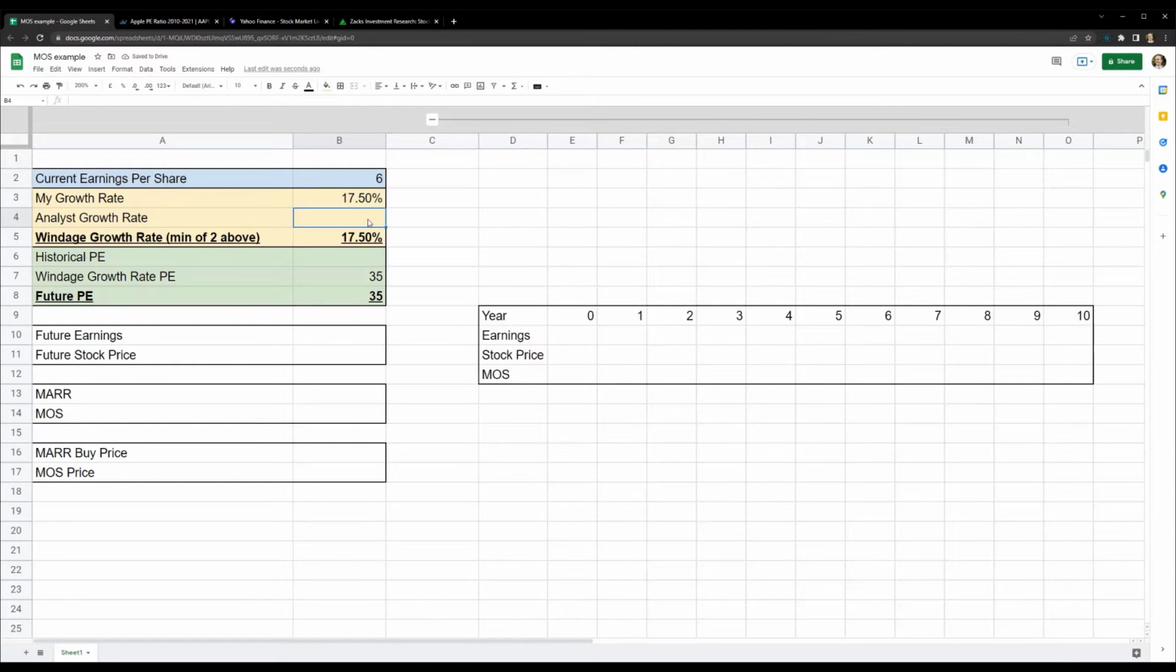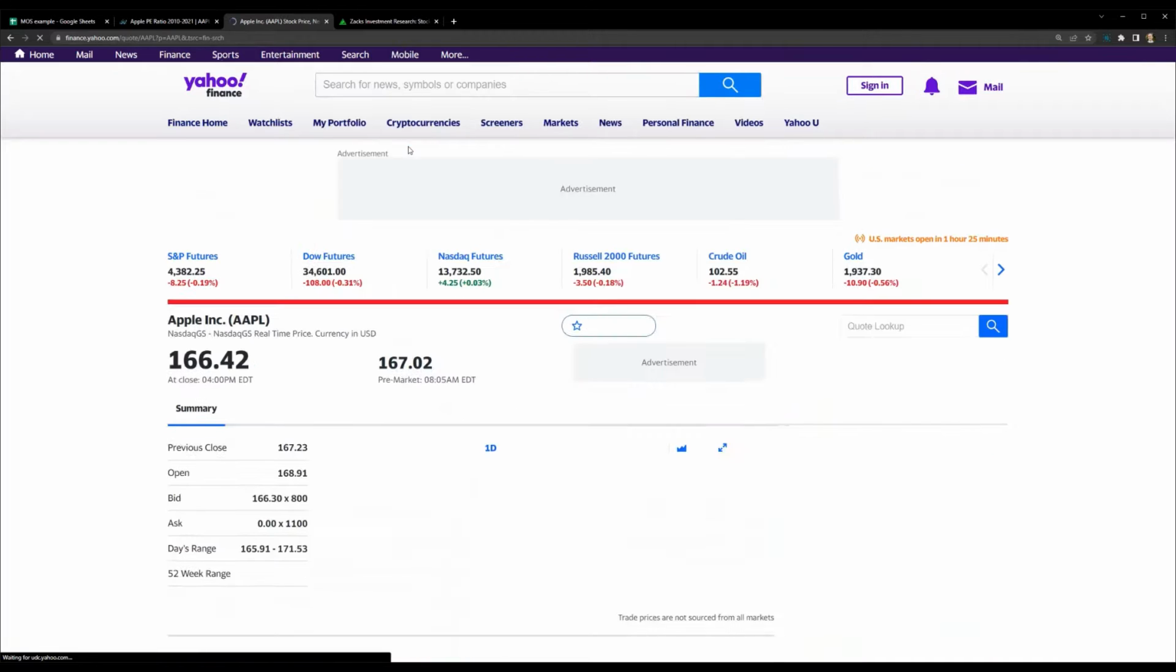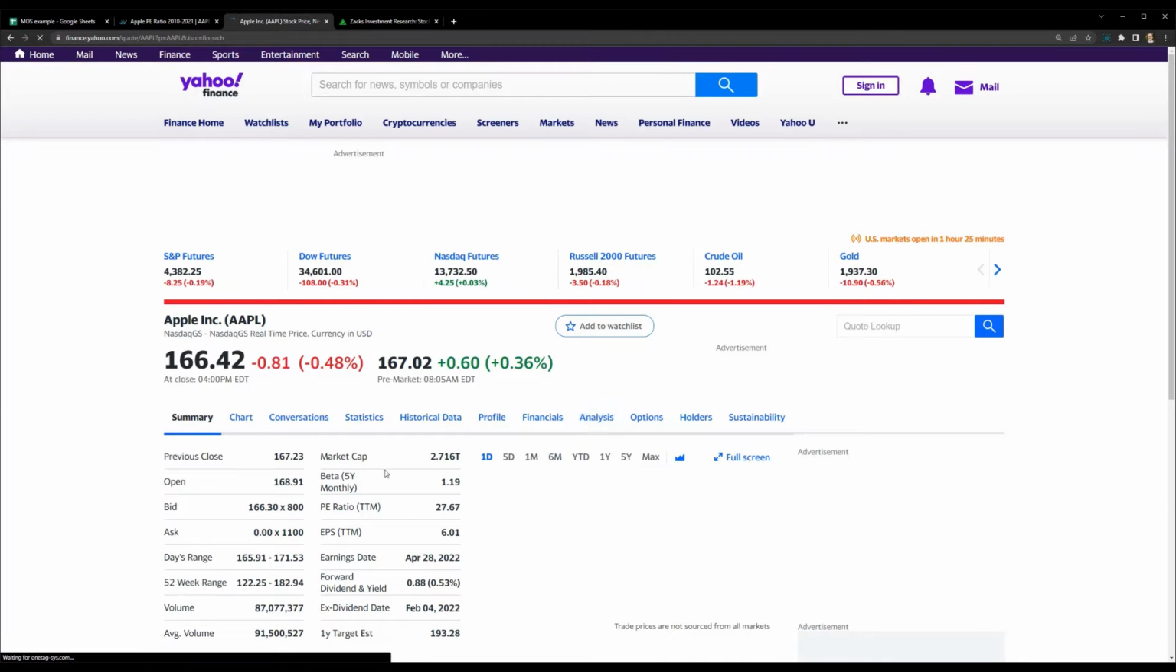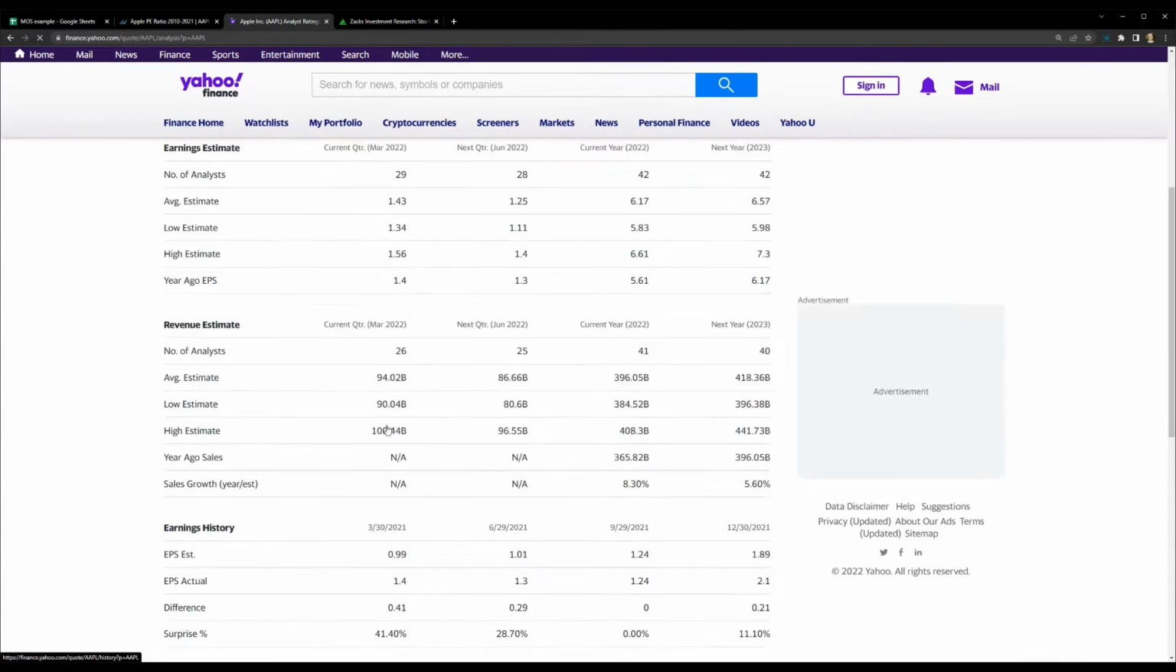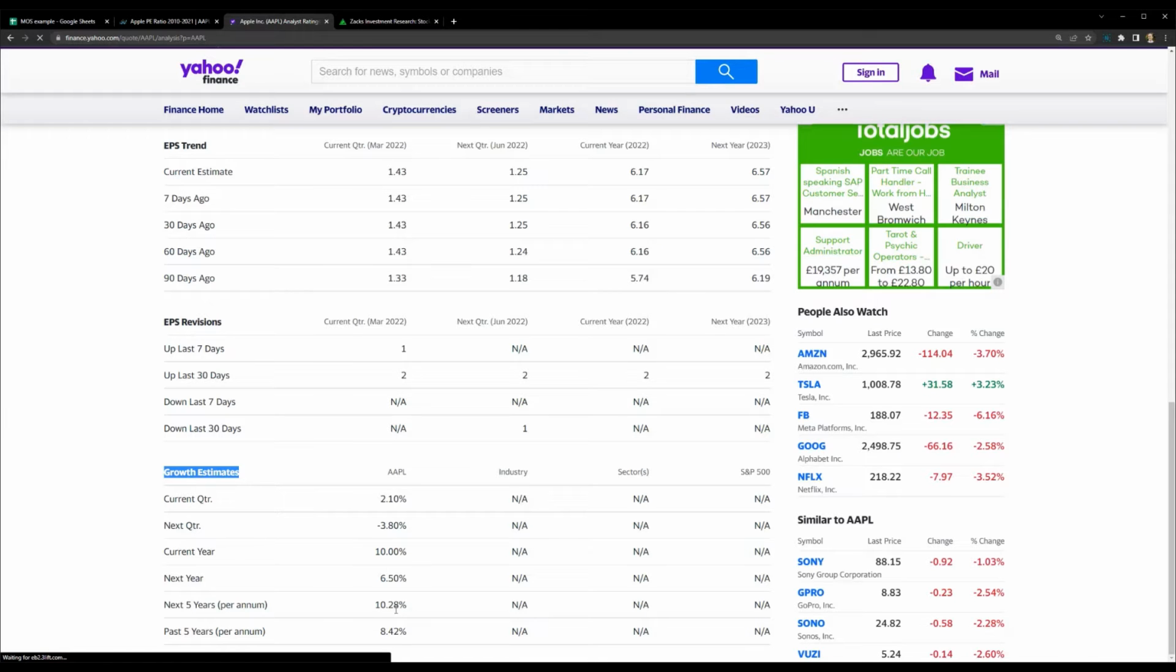But then we need an analyst growth rate as well. The way Phil Town teaches it is, the analysts spend a lot of time researching a company, and who are we to think that we know better than them? You can find an analyst growth rate in a few places. I like to use Yahoo Finance: you pop in the ticker, go to the analysis tab, and a table should appear. At the bottom under growth estimates, we can see next 5 years per annum, it's just over 10% the analysts are expecting.